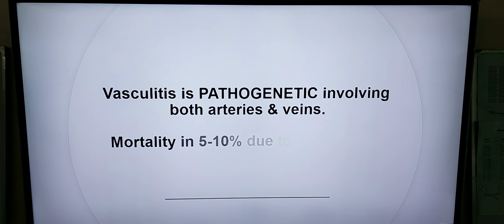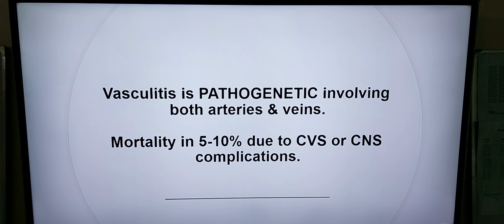The most important thing that has to be kept in mind regarding Behcet's is vasculitis, which is pathognomonic and involves both arteries and veins and all types of arteries such as small, medium and large arteries as well as veins. And the major cause of mortality that occurs in 5 to 10% of the patients is due to the cardiovascular system or the central nervous system complications that are linked to vasculitis.